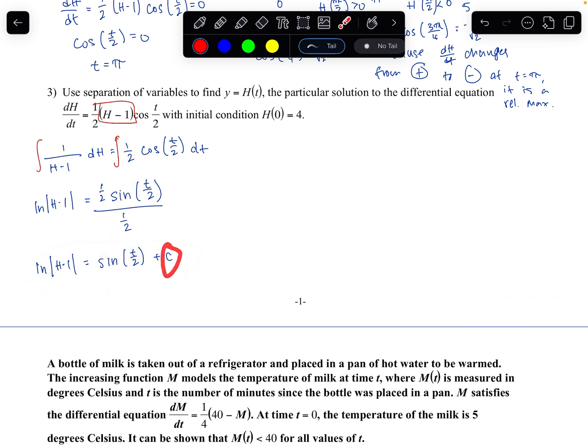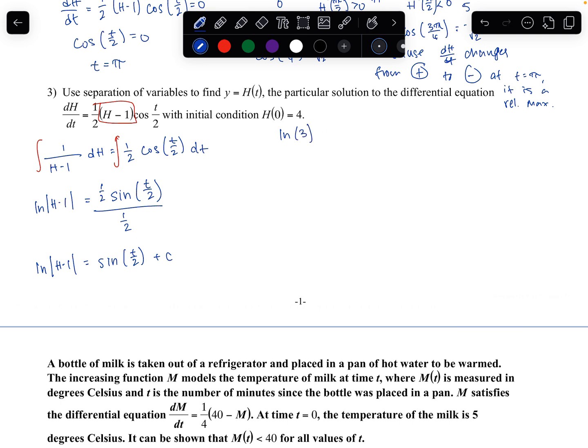Now I need to solve for c. When it comes to separation of variables, I like to solve for c here. So I'm going to plug in 0 for t and 4 for h. So I'm going to get the natural log of 3.